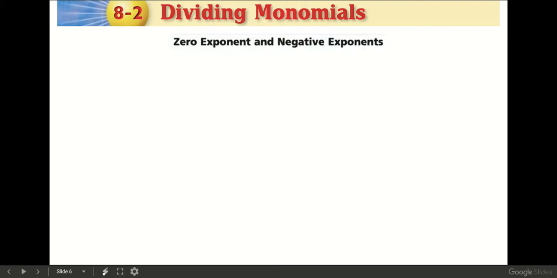So next we're going to talk about zero exponents and negative exponents. So this is probably something you haven't had a lot of experience with. Using a calculator will usually give you the answer using exponents, but it's really easy to take a look at it if we understand basic exponents. So let's start with something we already know.